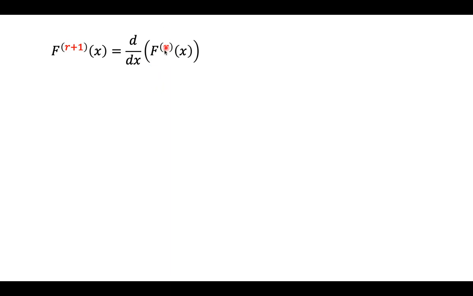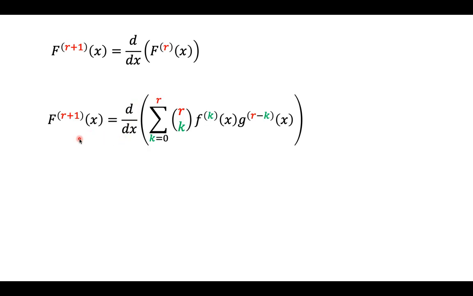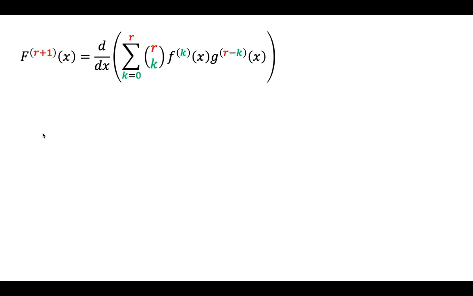Okay, and what exactly is that? Well, that's the derivative of this, because we've assumed that this is true, so we're just going to differentiate this with respect to x. Okay, so let's just focus on this derivative. Now I'm just going to write down some of the terms here. So let's just write down a few of the terms.